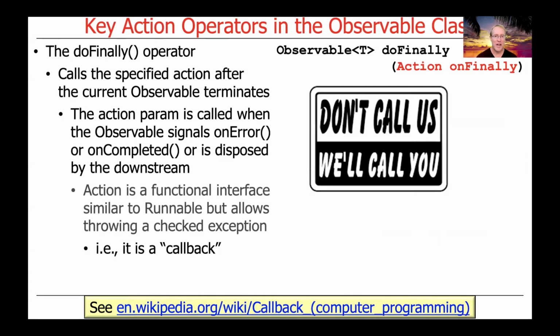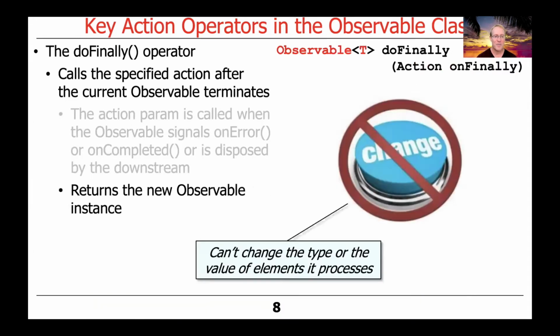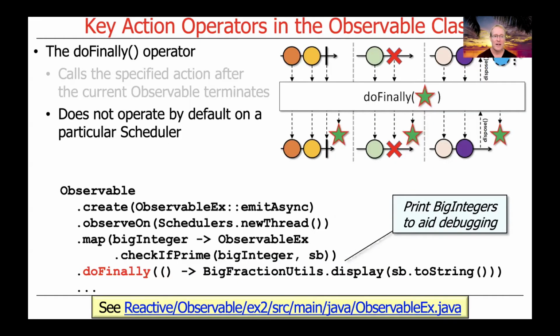So in other words, you can think of the action parameter as essentially being a callback that only has a side effect. It returns a new observable instance. However, this instance cannot have a change in its type, and can't have a change in the value of any of the elements that it processes. The doFinally operator also doesn't operate by default on any particular scheduler. It depends on the context in which the operator is called to decide what threading context it will run in.